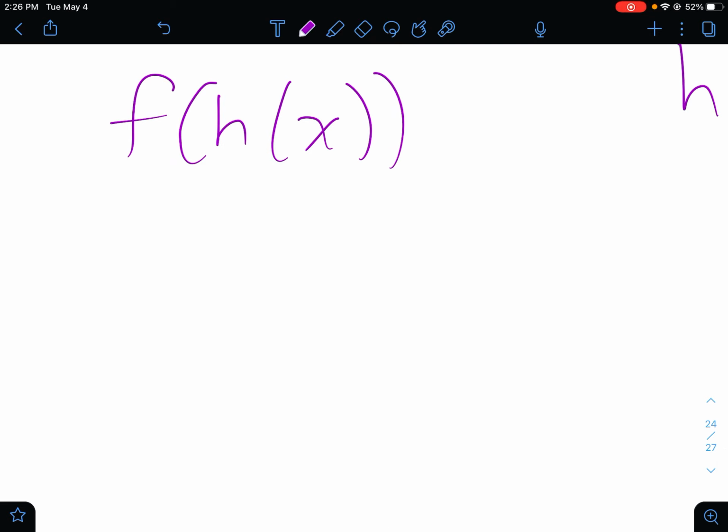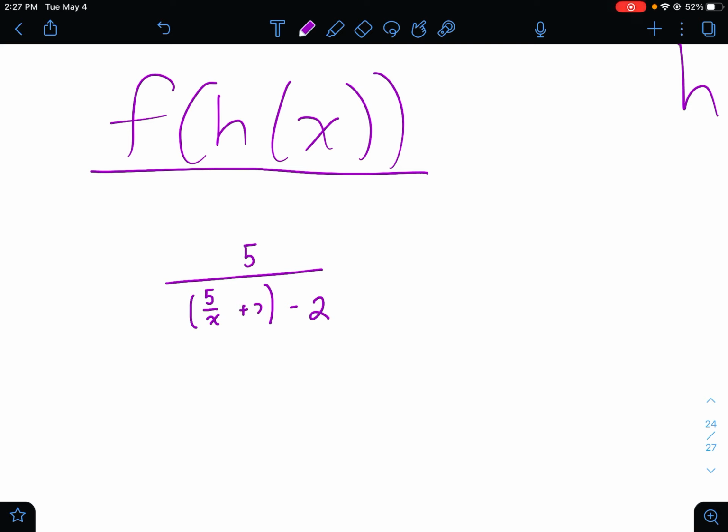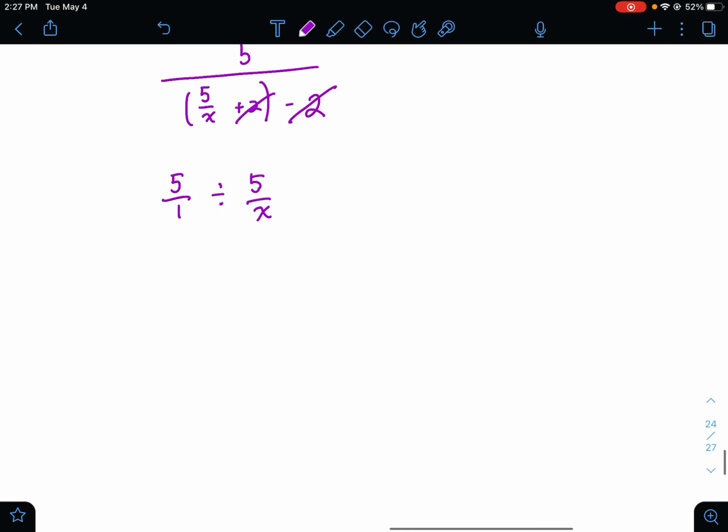So now I have to take my f function again. That's 5 over a big x minus 2. I have to substitute my h function in, which is 5 over x plus 2. All right, so my minus 2 plus 2, they cancel. I see that right away. It just helps me a little bit. So 5 over 1 divided by 5 over x. Now I have one fraction equal to one fraction. I keep the first the same, multiply by the reciprocal. My 5's cancel. We are just left with x.